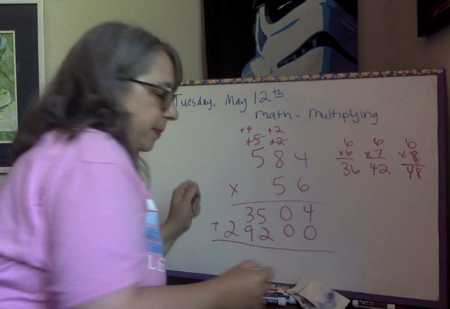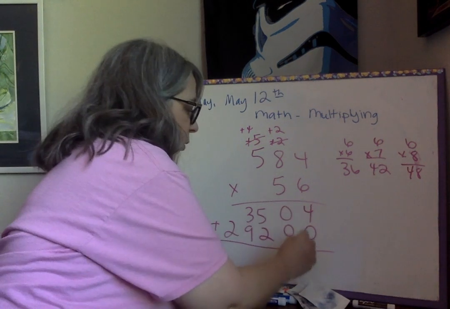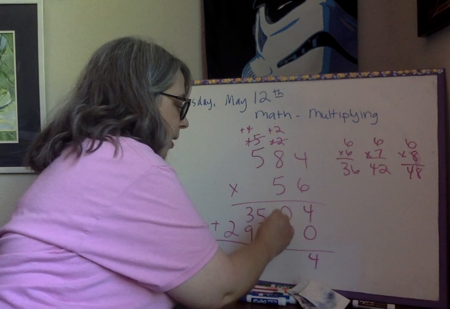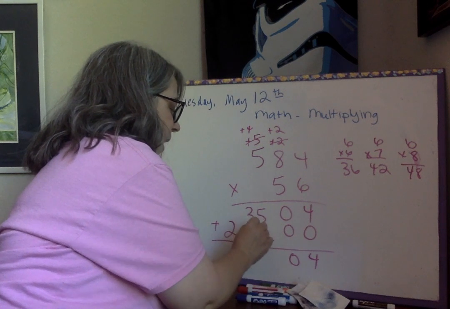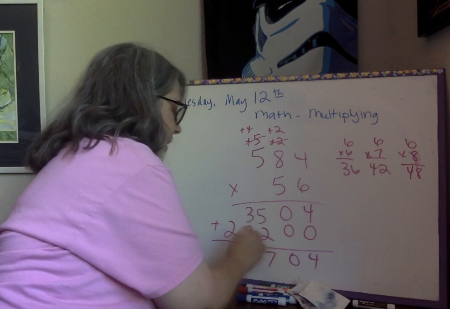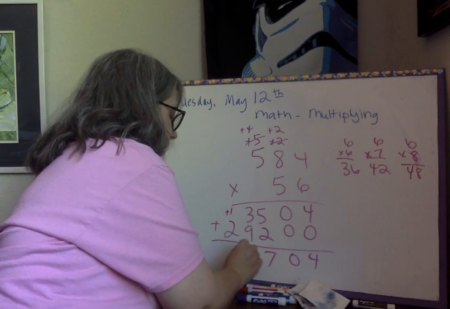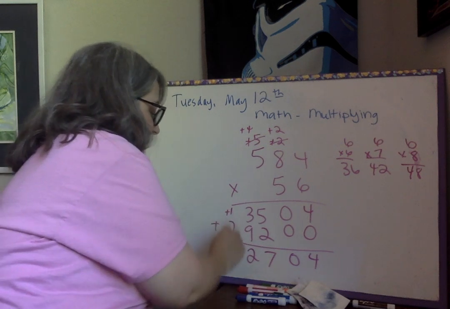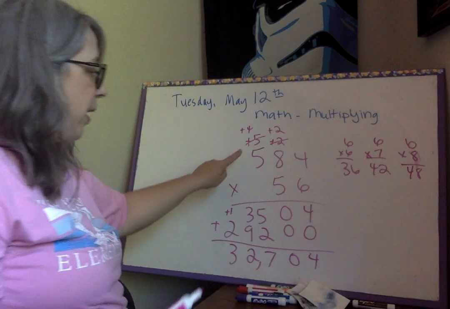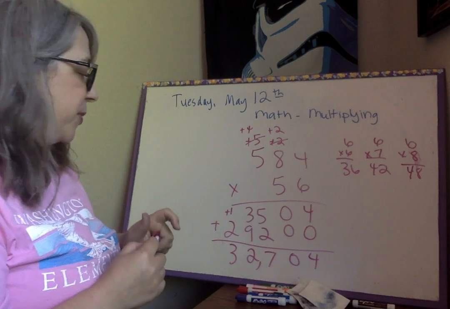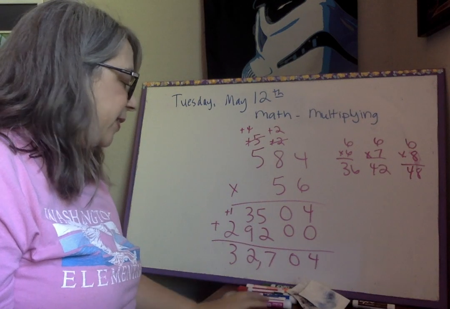Let's add all these up. Okay. 4 plus 0 is 4. 0 plus 0 is 0. 5 plus 2 is 7. 9 plus 3, so 9, 10, 11, 12. Plus 1, a 2. And 2 plus 1 is 3. So 584 times 56 is 32,704.